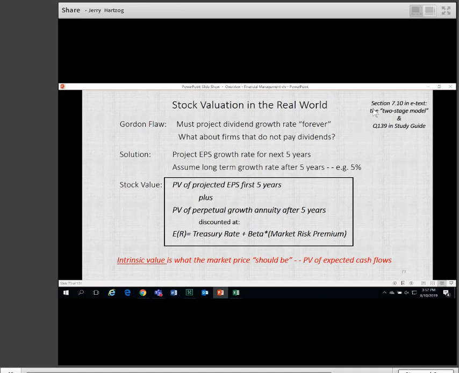Now, a couple of sections in the study guide, question 139 kind of alludes to this. And in the section 710 e-text, it kind of refers to a two-stage model, but it's a very skimpy discussion. It doesn't really tell you what's going on. But anyway, this is basically how analysts approach this and they say, okay, this is what the stock should be. And this is intrinsic value. Remember, we introduced the concept of intrinsic value very early on in the first session. Intrinsic value is what the market price should be, i.e., it's the present value of the expected cash flows.